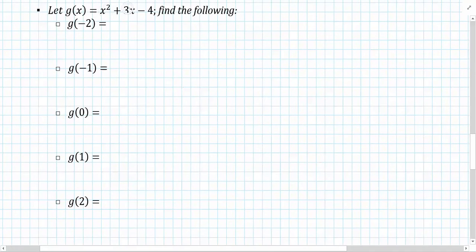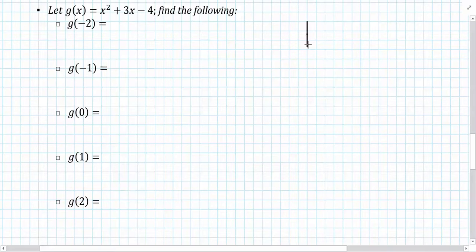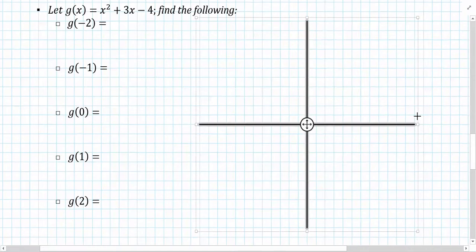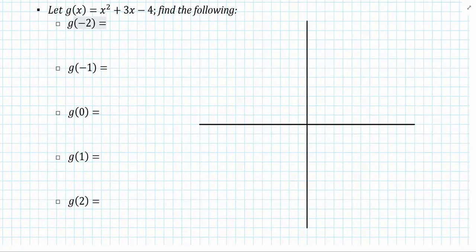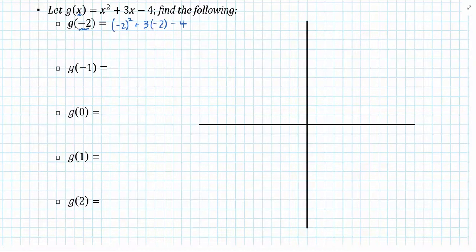In this example, we have a quadratic function, and we should know what this graph would look like. Go ahead and pause the video and find the results of each of these function calculations and plot those results on a coordinate grid. So I'm asking you to plot these resulting coordinates on this grid over here. And again, don't forget that we're going to replace every x with a -2 in this first case. So we're looking for the result -2 squared plus 3 times -2 minus 4.